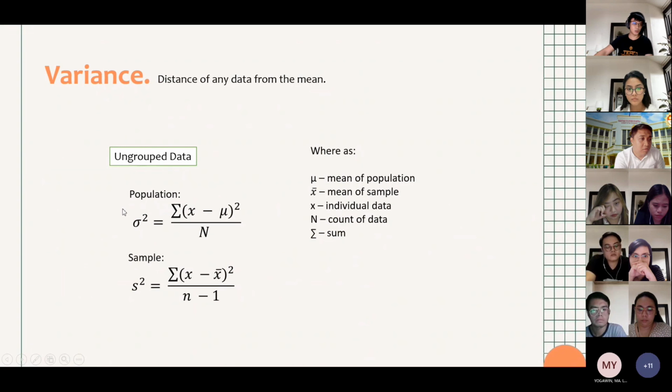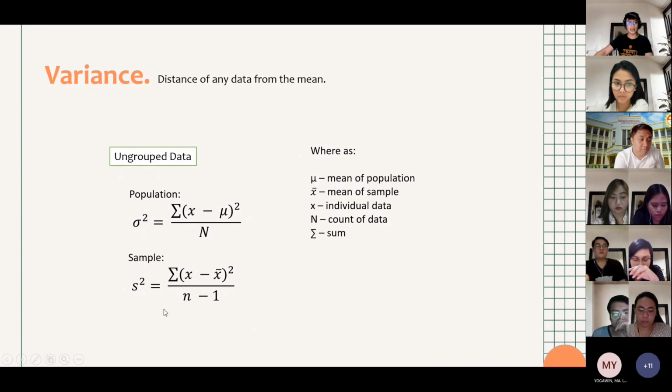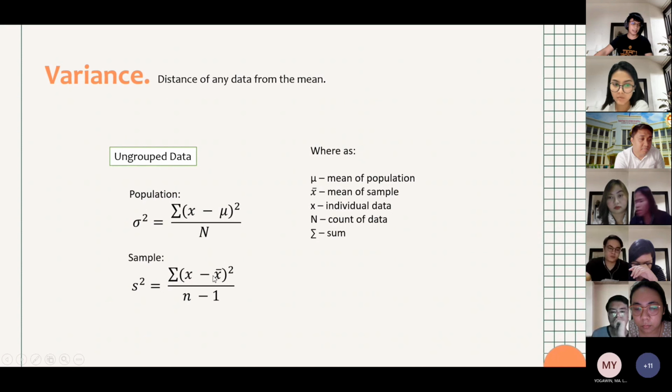So now sa population, we are using the notation of sigma squared, while on the sample, S squared naman ang ginagamit natin. And then difference nila sa formula is we're using sa population is mu, which is the mean of population, and then sa sample naman is X bar, which is the mean of sample. So though pareho lang silang mean, pero magkaiba lang sila ng symbol. Then sa denominator naman, ang difference lang nila ay mayroon tayong n minus 1 dito.